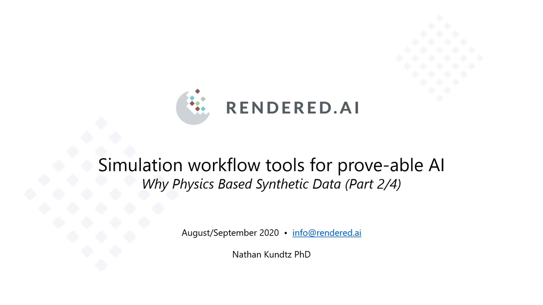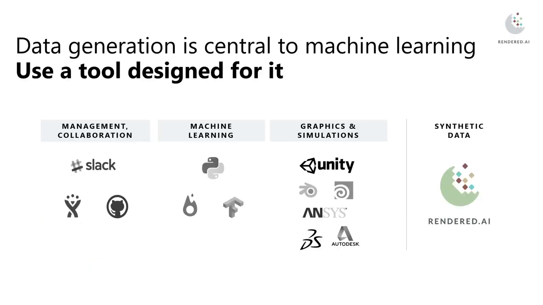Welcome back. In the first segment, we talked about why data generation was so central to artificial intelligence. And now we're going to talk a little bit about how we can actually do that and introduce the concept of physics-based data generation.